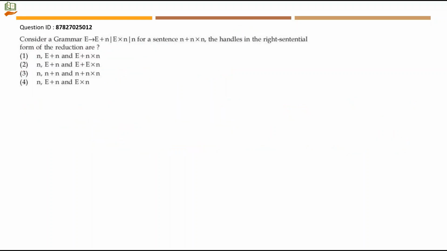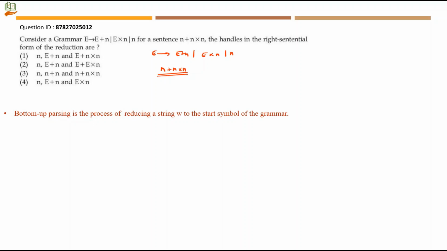Next question. Consider a grammar E produces E plus N, E into N, then it has N. For a sentence, N plus N into N. The handles in the right-sentential form of the reduction are: bottom-up parsing is the process of reducing a string to the start symbol of the grammar. In top-down parsing, what they will do is, from a start symbol, this E will get expanded to E plus N, then into N, then this E will get converted to N, this plus N, and this into N. So this is top down.